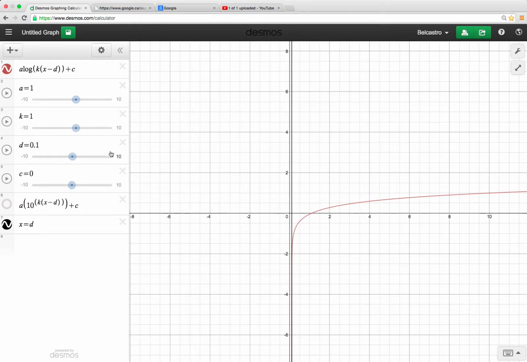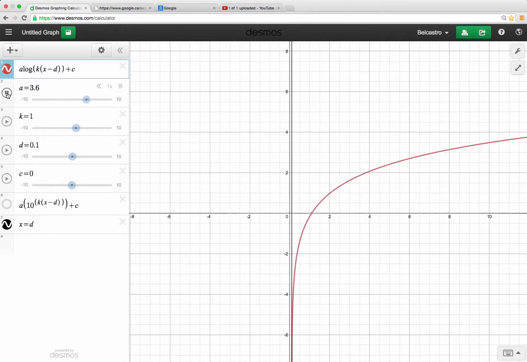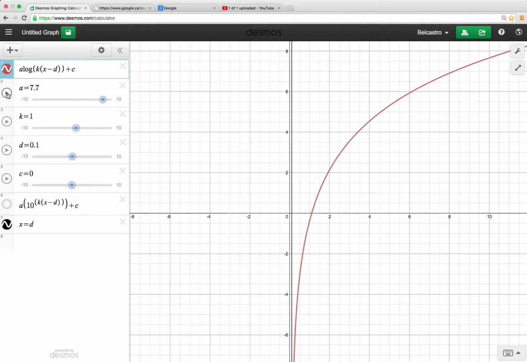So right now I have a logarithmic function. If you notice there's no subscript, so that means it's subscript 10 in this case. As I move our a value upwards, you'll notice this is a vertical stretch. As that value is getting larger, it's pulling it farther and farther up.